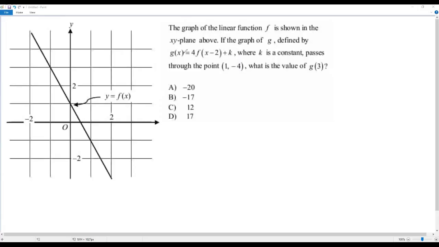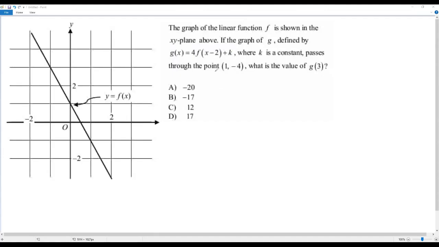Okay, here we have the function g of x, and the graph of this function passes through the point (1, -4), and we have to find the value of g of 3. Actually, the given function g of x is not complete because it contains an unknown constant k. If I want to find the value of g of 3, first I have to get the value of this unknown constant k, then only the function will be complete.